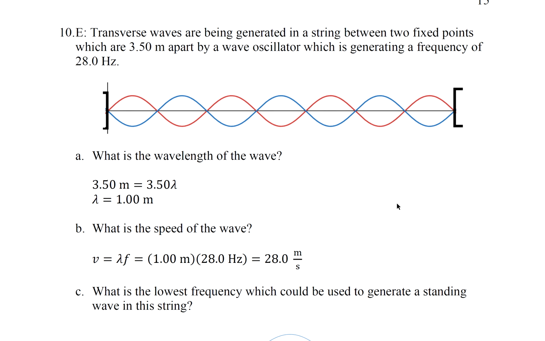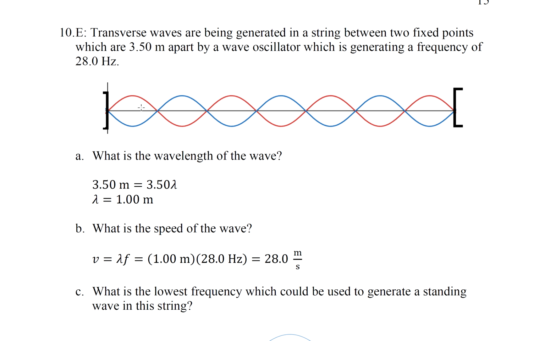Question 10. Transverse waves are being generated in a string between two fixed points, which are 3.5 meters apart, by a wave oscillator which is generating a frequency of 28 Hertz. Part A, what is the wavelength of the wave? Sorry, the length of this is 3.5 meters because it was given to us.